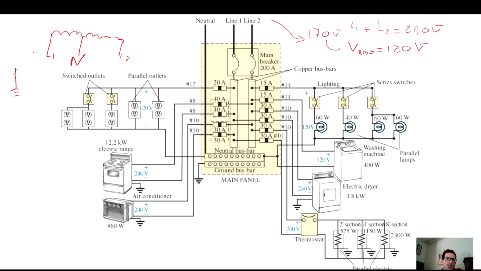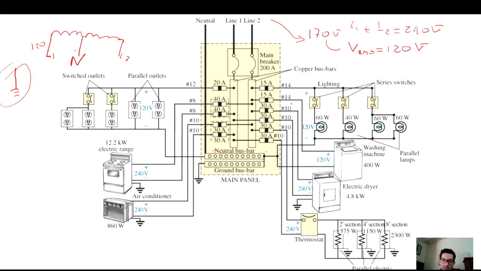Okay, so line 1 and neutral will be 120, and of course ground. And 240 is going to be line 1, line 2, and ground. So for 120 volts, you have neutral. For 240, you don't have neutral. So the neutral bar is right here, and is eventually connected to the ground bar. And then, as I said, for 120 volts, you have both neutral and ground, but you can combine L1 and L2 to get 240 volts.